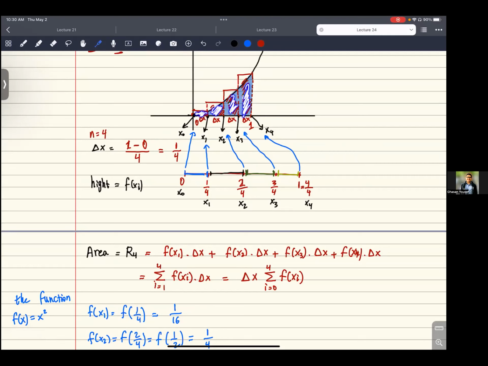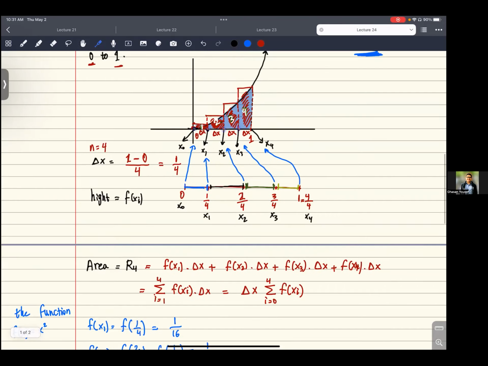So before, when we find the rectangles, the high was the right endpoint. It was here, here, here for this one. For number 4, it was 1. For number 3, it was this point. For number 2, it was this point. For number 1, it was this point. Now we're going to do the opposite. For the first one it will be this point, and this point and this point. It's called the lower estimate.